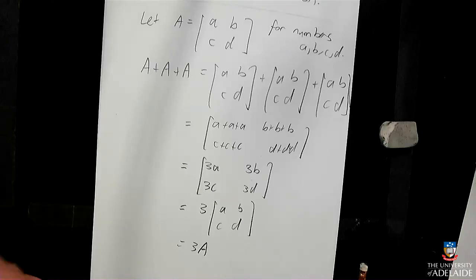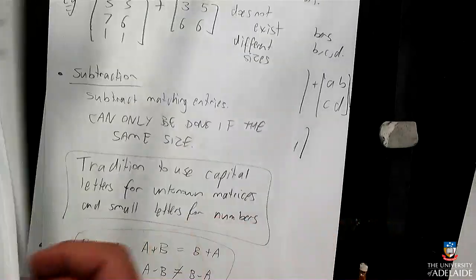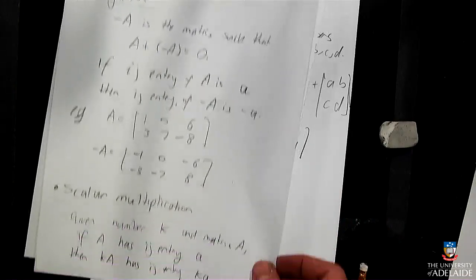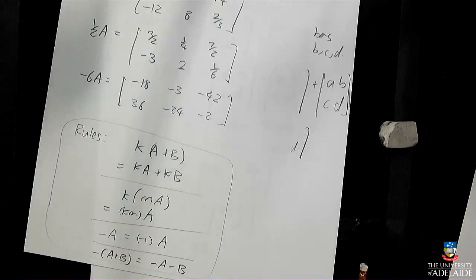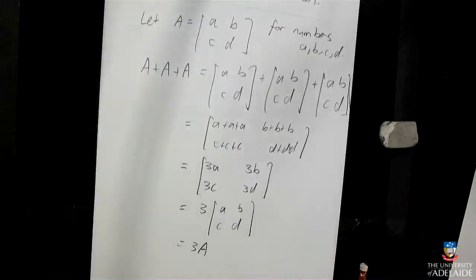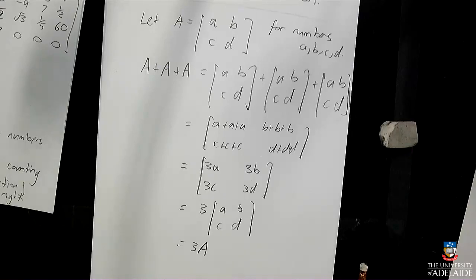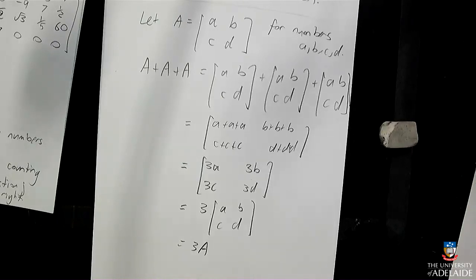Okay, so, what have we done so far? We've talked about addition, we've talked about subtraction, we've talked about the zero matrix and negation, we've talked about scalar multiplication, and we've seen some rules about how those things interact with each other, and we've been able to do a little matrix proof based on the individual entries of the specific size of matrix I was thinking of.